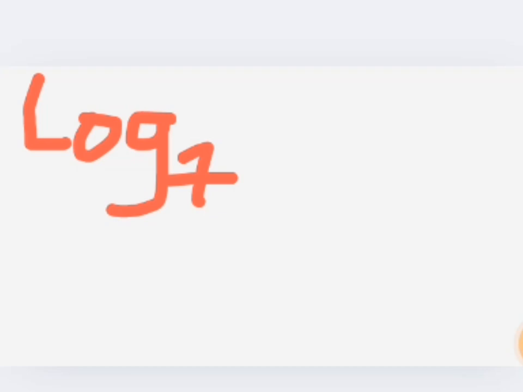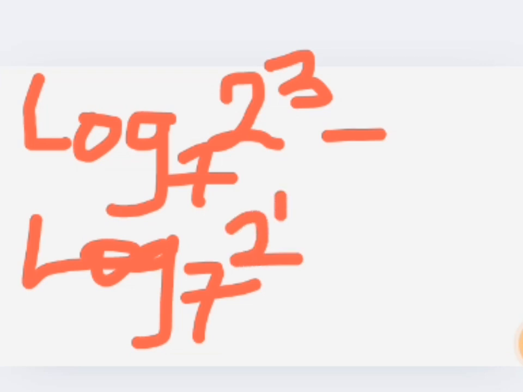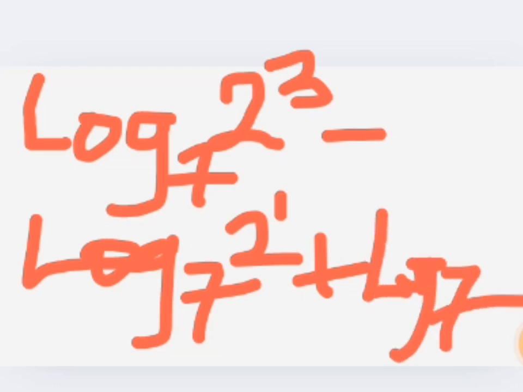So this is going to be log base 7 of root 8, which is 2 raised to the power 3, minus log base 7 of 2 raised to the power 1, plus log base 7 of 2 raised to the power 2. That's exactly what it is. So we have converted all of them to a uniform log 2 base 7; the difference is the powers, 3, 1, and 2.